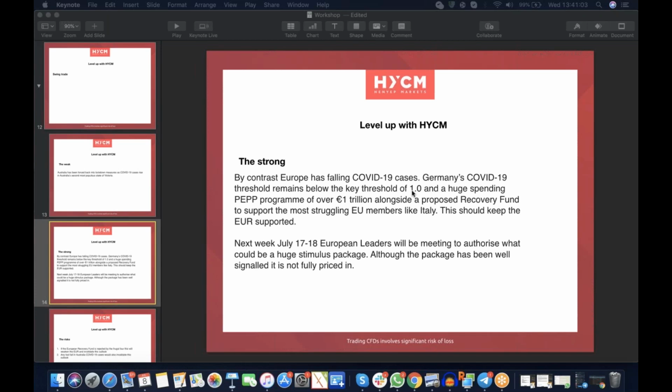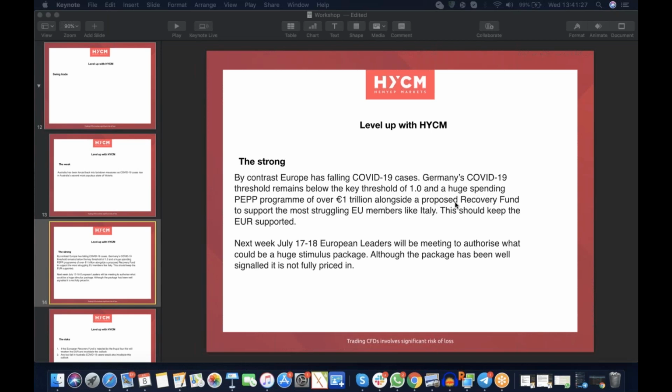So in other words, for every person that's infected, at the moment, less than one other person is being infected. That means the whole impact of the virus is shrinking. Now, Europe also has this huge spending PEPP program, over 1 trillion, I think it's 1.35 trillion euros. It also has this proposed recovery fund of 750 billion euros.